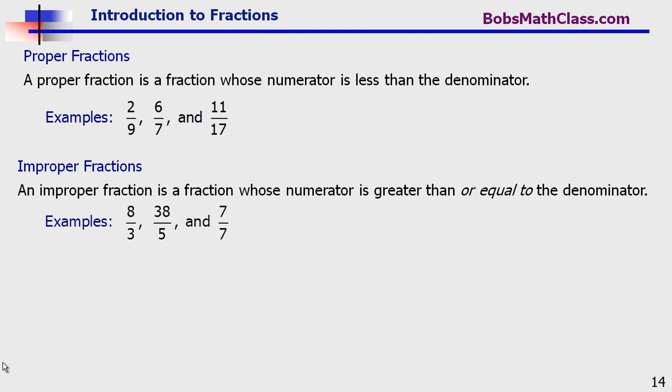Now there are improper fractions. You guessed it. An improper fraction is a fraction whose numerator is greater than or equal to the denominator. 8/3. See, the top number is larger than the bottom number. The numerator is greater than the denominator, or equal to, like that last example, 7/7. It's an improper fraction because the numerator is equal to the denominator.